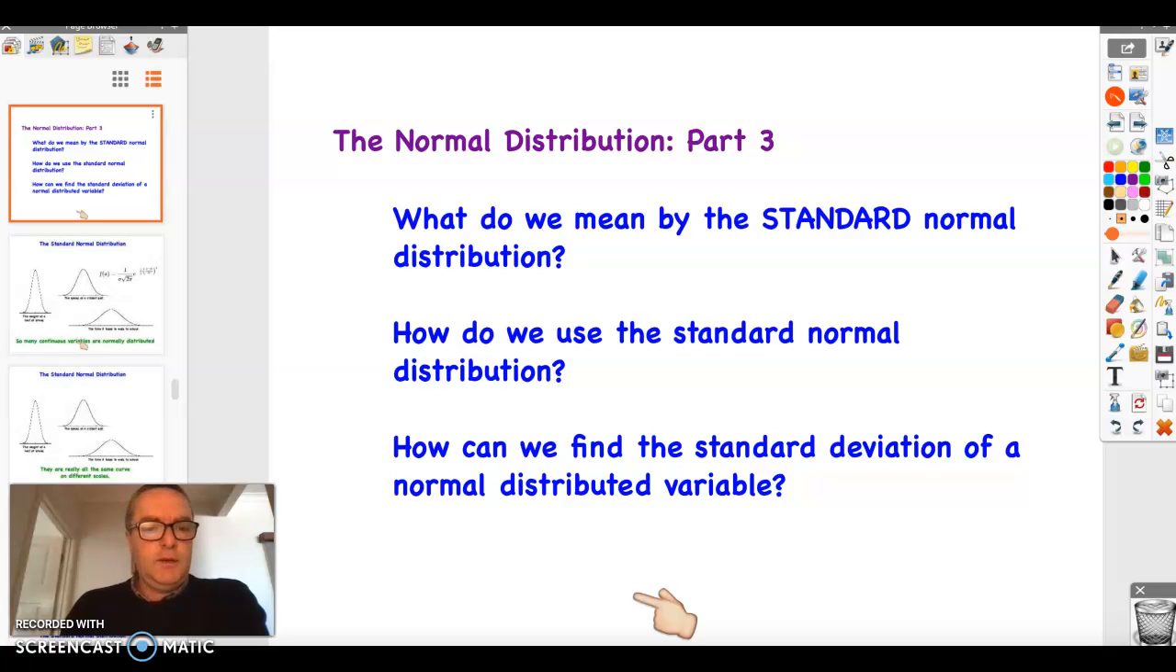G'day everybody, this is part 3, the final part in the topic of the normal distribution. In our lesson today we're going to talk about what we mean by the standard normal distribution. How do we use the standard normal distribution? And at the end of the lesson we'll look at a particular example. How can we find the standard deviation of a normally distributed variable?